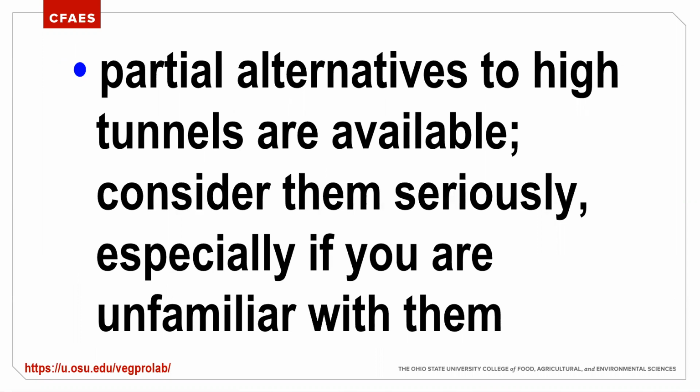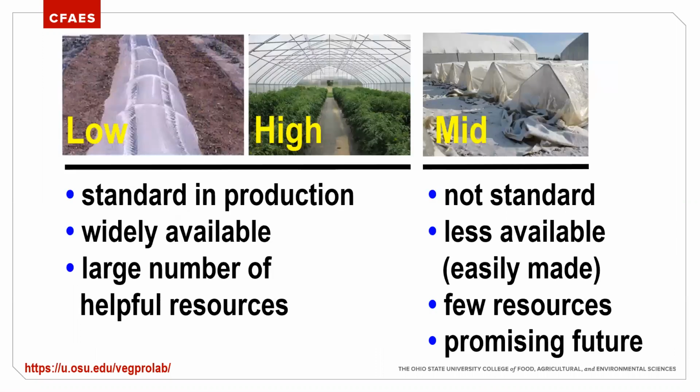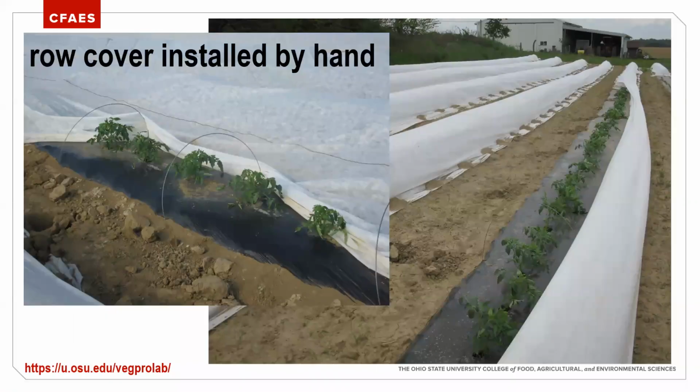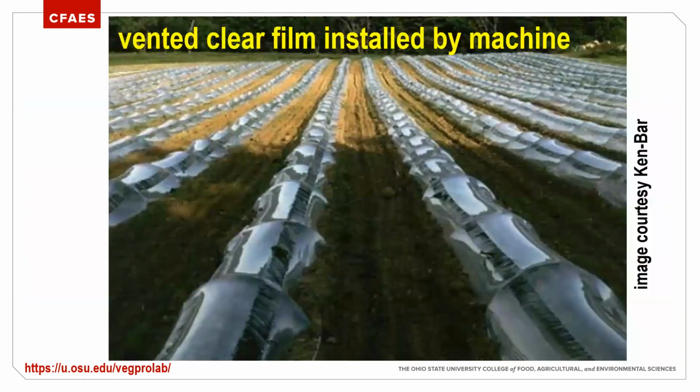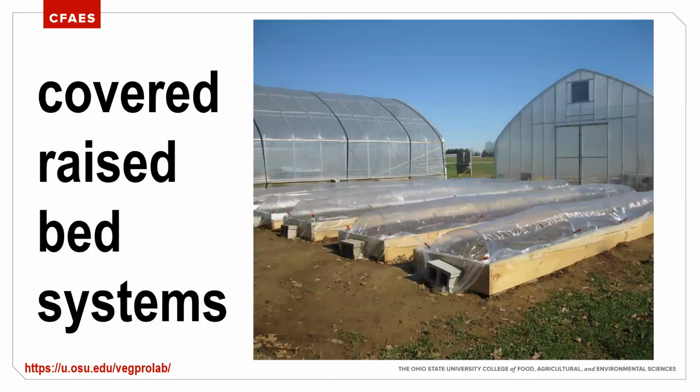Reality check number 5 is that alternatives to high tunnels may be better for you because of what they offer. Low and high tunnels have been used for many years and are considered standard. Mid or caterpillar tunnels are increasingly common, but not yet as common as low and high tunnels. Regardless, low tunnels, whether they are installed by hand or by machine, can be an integral part of your operation, whether they cover flat ground or temporary or framed raised beds.